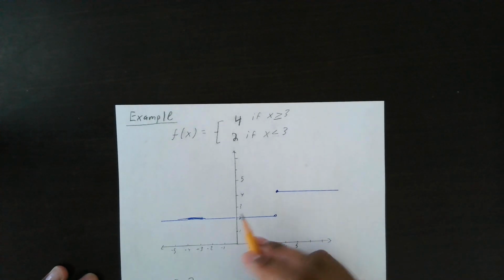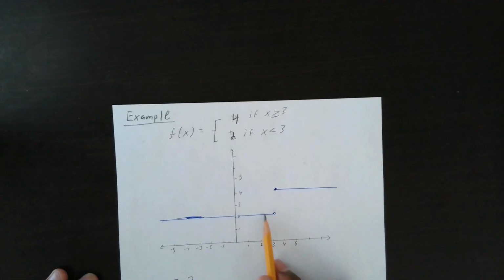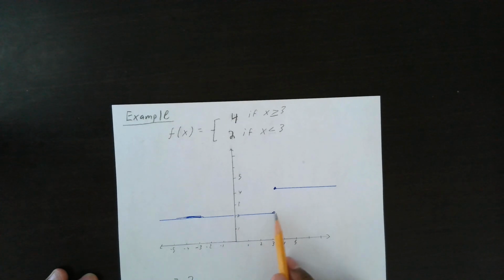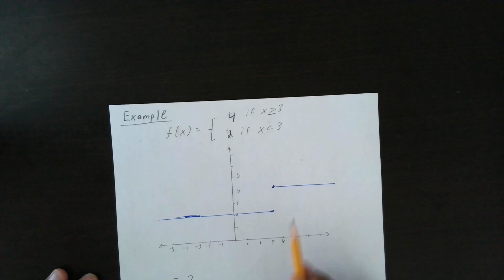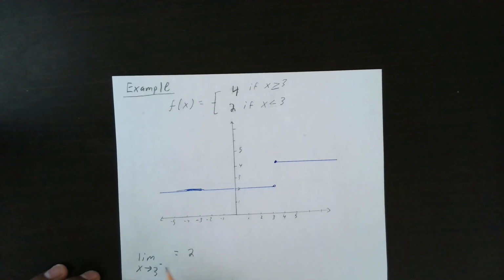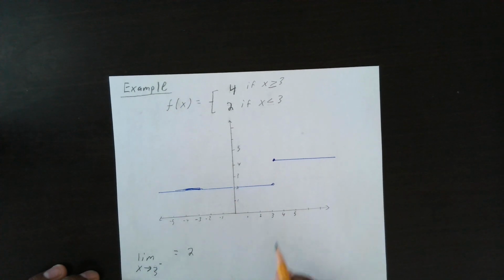So what would be the limit as we approach x equals 3 from the left side? Let's see. We have a y value of 2 as we come from the left side. It's always going to be y equals 2. That's why our limit as x approaches 3 from the left side is equal to 2.